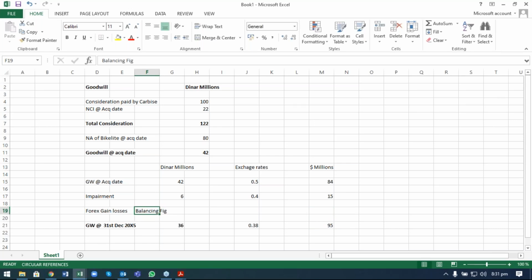This balancing figure, how are we going to calculate it? Total of 84 million plus this 15 million must equal this 95 million, right? So there is a difference of 4 million, I believe. So if this is the 4 million, 85 million, this is 99 million, it's a loss of 4 million. Oh, sorry, as this is impairment, this impairment should be reported negative. So the difference is these two values.